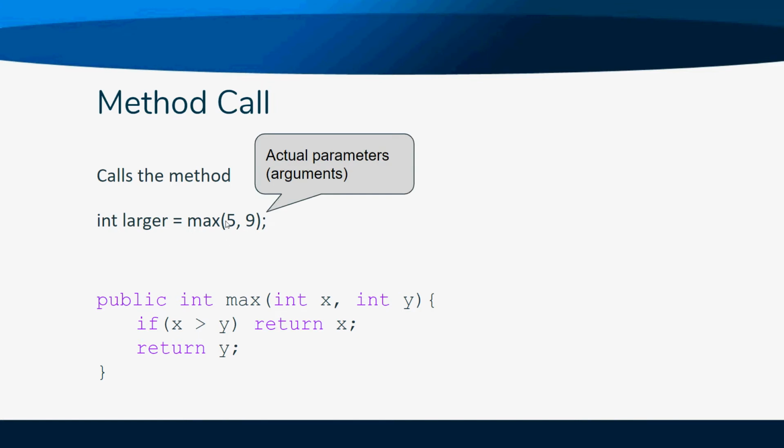Okay, the numbers that you put up here are actual parameters or arguments. The numbers that you have in your method are your formal parameters. And they have to match. So if you have two formal parameters, you have to have two actual parameters or two arguments.